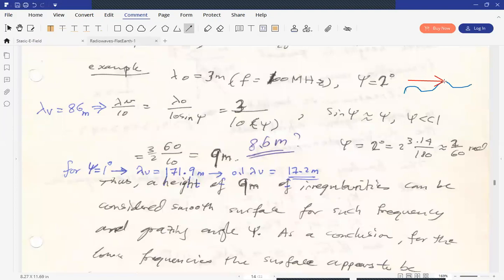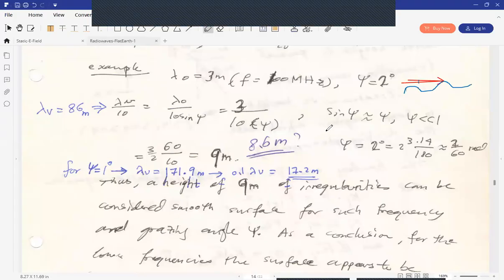This is the angle here. This is psi. Very, very small, 2 degrees. This angle here. Are you with me? Yes. Okay. This is the 2 degrees. This is the angle, this is psi. Yeah, this is a very small angle.